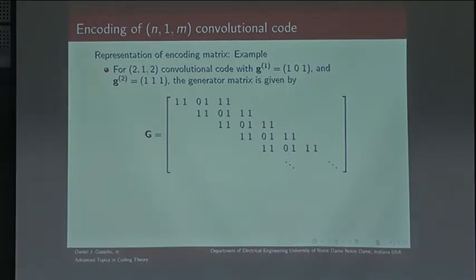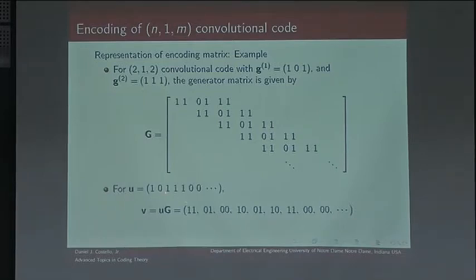Okay, so an example here, again, same code. So we have our little G0 vector would be two 1s. Our G1 vector would be a 0 and a 1. And our G2 vector would be two 1s. And the generator matrix then would look like this.